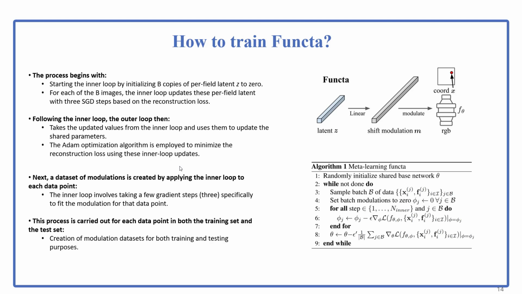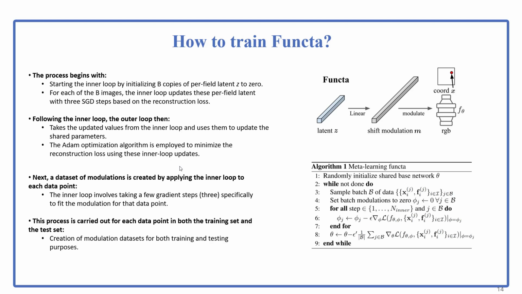And after those 3 steps are done, you do the outer loop. So here you fix the latent parameters, and it is the turn of your MLP function. You just need to update the shared parameters of your MLP function. Here you update its weights using the Adam optimizer in order to minimize the reconstruction loss, like the reconstruction loss used in the inner loop as well. So we update the parameters of our implicit neural representation in a meta-learning approach.